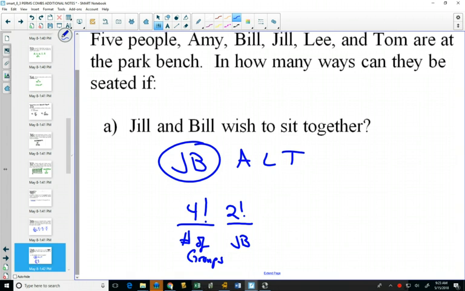And 4 factorial times 2 factorial is 48. So there would be 48 ways that the 5 people could sit on the park bench if Jill and Bill wanted to sit together. If you think of gluing them together as one person, the Jill-Bill that you always see together, well, you could glue them right shoulder to left shoulder, or you could have glued them left shoulder to right shoulder. So that would make sense why that 2 factorial would be there.